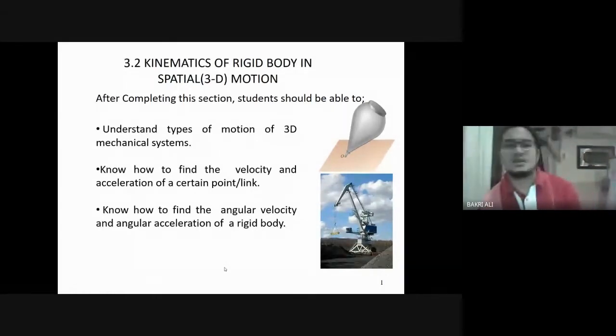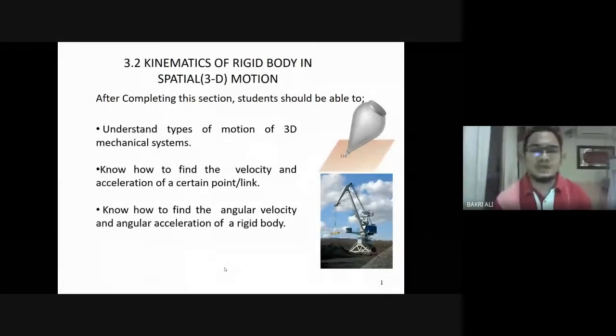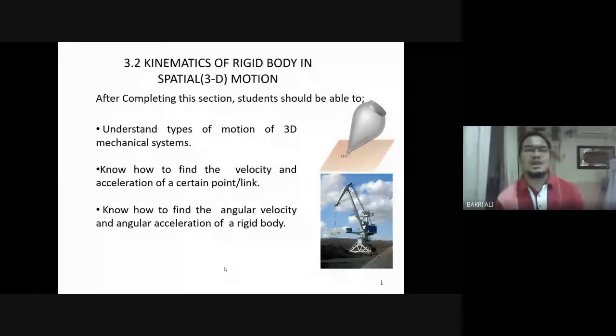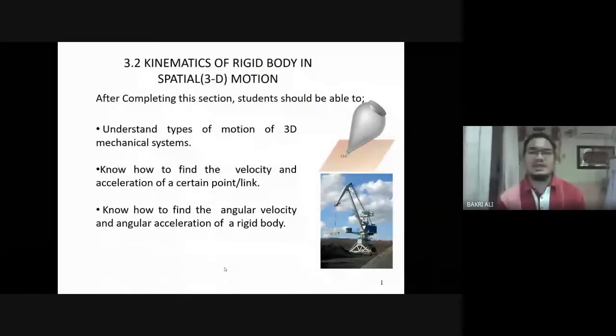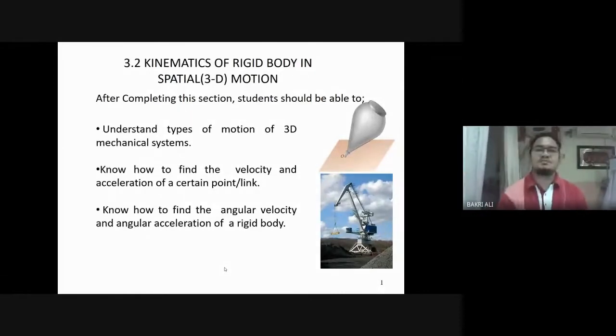So today we start with the second topic in chapter 3, kinematics of rigid body in spatial motion. Spatial, from the word space, means it is in a three-dimensional space, x, y, z. So in this case, we have three planes with three axes.